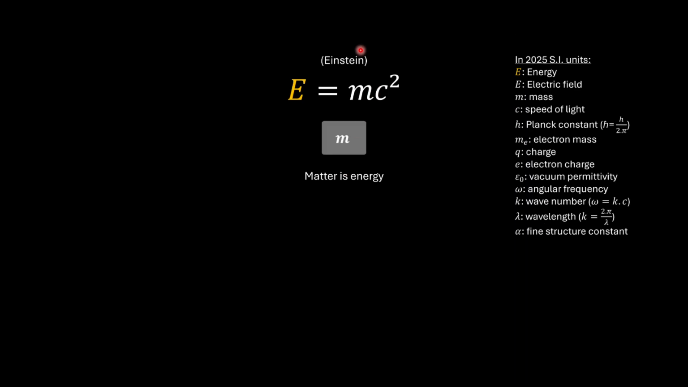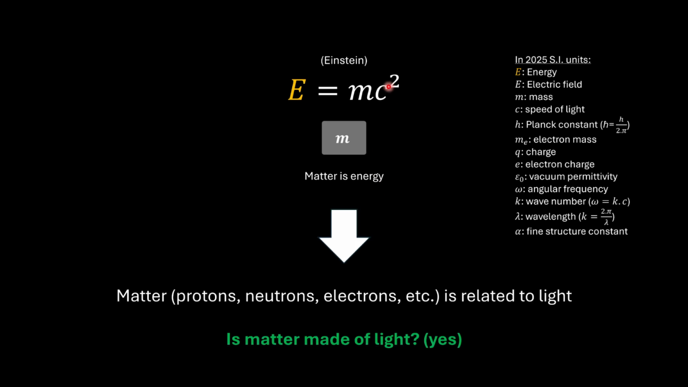The famous Einstein equation E equals m times c squared tells us that the energy of an object is proportional to its mass times the speed of light squared. So let's say we have a solid block of mass m. It has an energy just by being, because matter is energy. But why is there the speed of light in there? So matter is related to light, but then is matter made of light?